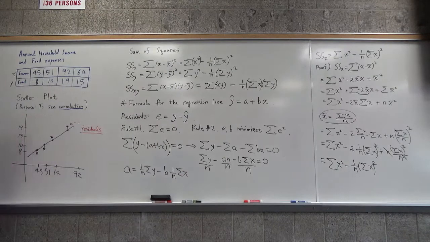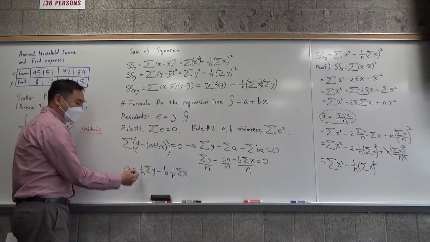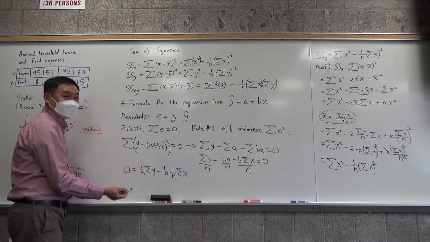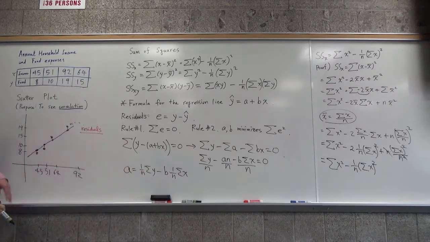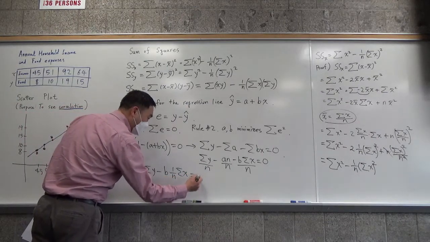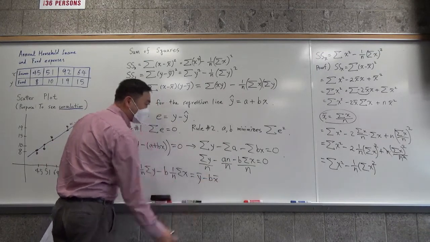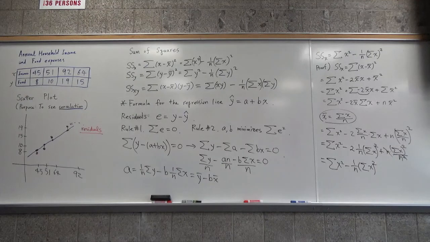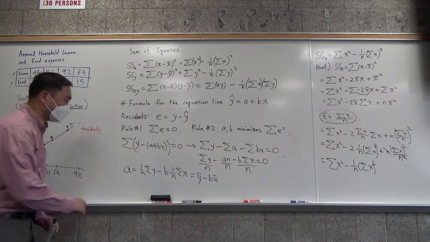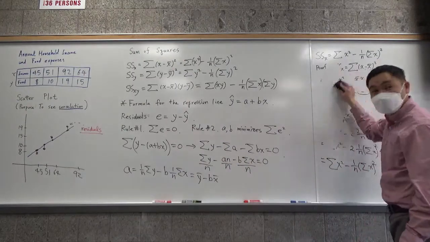Okay. Now, what is adding all the y's and dividing by n give? What does this give you? If you add all the values of y and divide by n, what would you get? Average. You get the average. So this really says this is the same as y bar, the average of y, minus b times the average of x. Okay? So that's what we get from rule number 1. So far, so good?